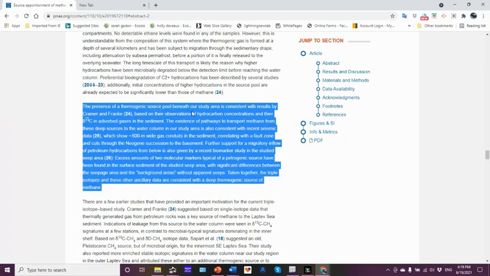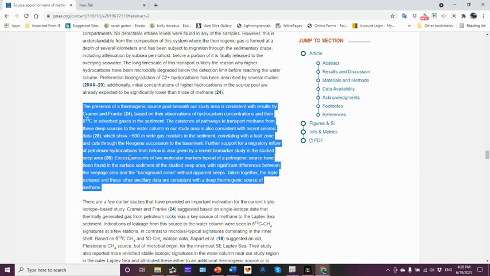The presence of the thermogenic source pool beneath our study area is consistent with results by Kramer and Frank based on their observations of hydrocarbon concentration and their Del 13 in absorbed gases in the sediment. The existence of pathways to transport methane from these deep sources to the water column in our study area is also consistent with recent seismic data, which shows about 500-meter-wide gas conduits in the sediment correlating with a fault zone and cut through the Neogene succession in the basement. I guess the Neogene is a geological formation. 500 meters wide, not insignificant.